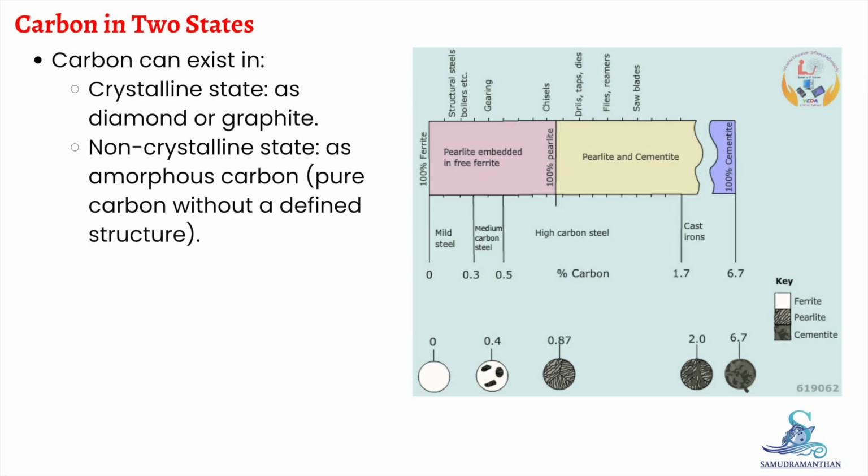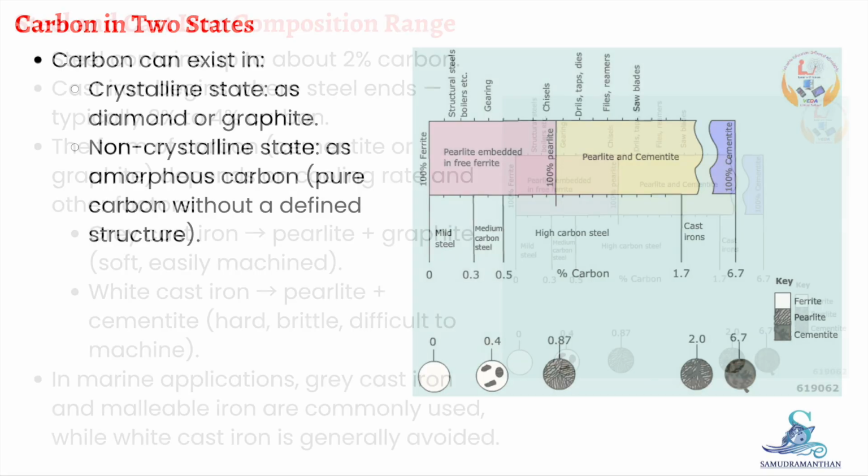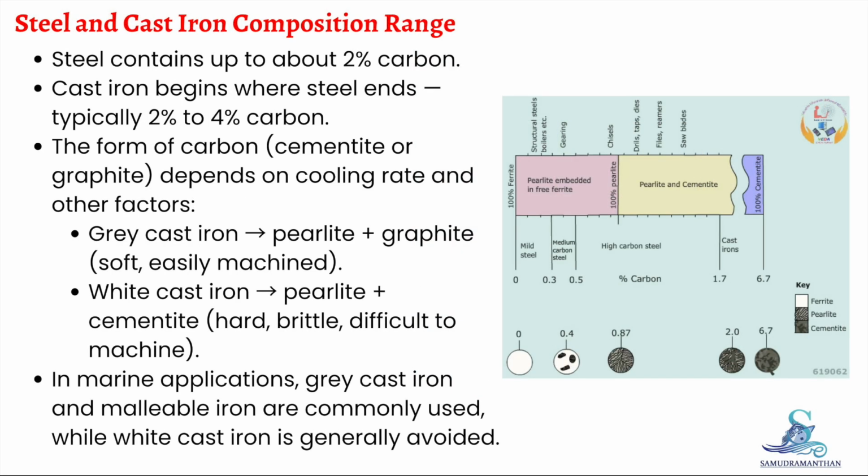Carbon in two states. Carbon can exist in two main states, crystalline state as diamond or graphite, and non-crystalline state as amorphous carbon. This behavior of carbon plays a key role in how iron and steel solidify and behave under heat treatment.